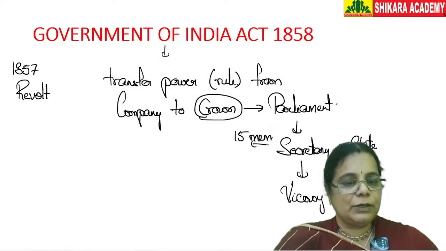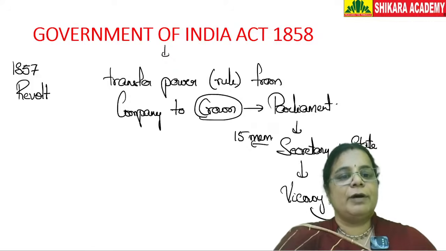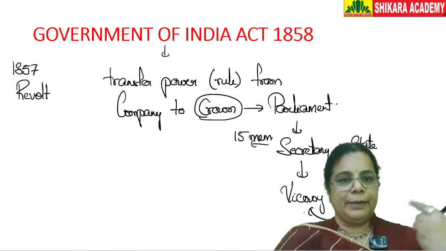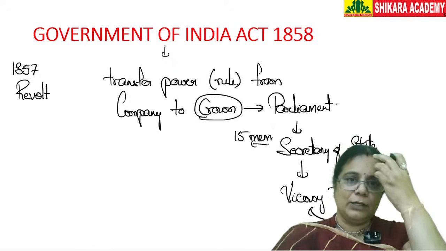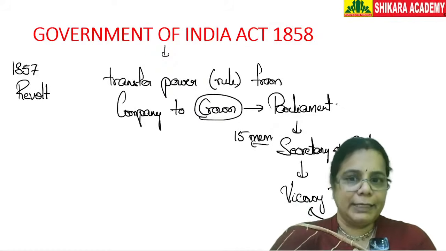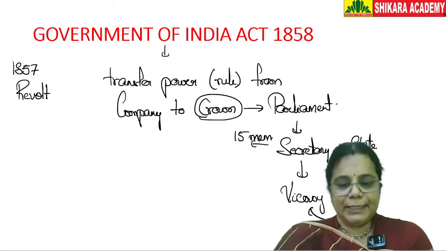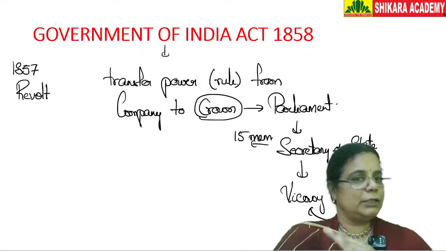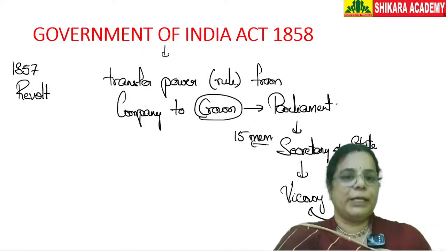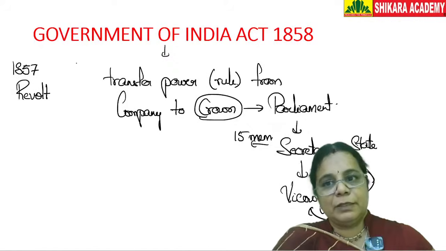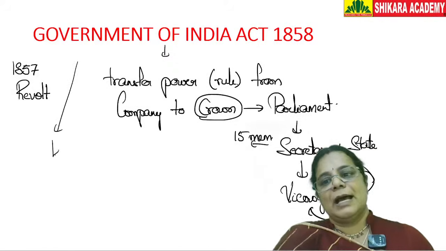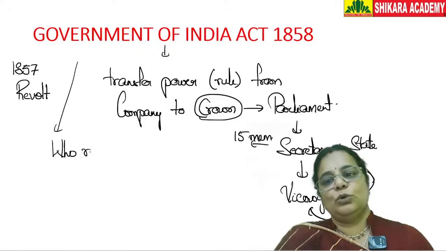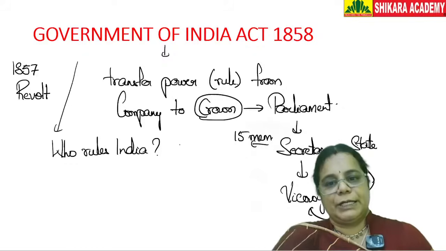And who was the Viceroy? The then Governor General was designated as Viceroy. Governor General of India became Viceroy. So basically what happened is Government of India Act 1858 did not change anything at the ground level. How we were ruled did not change. Who was ruling us changed. So please remember the relevance of this law is who rules India underwent a change.